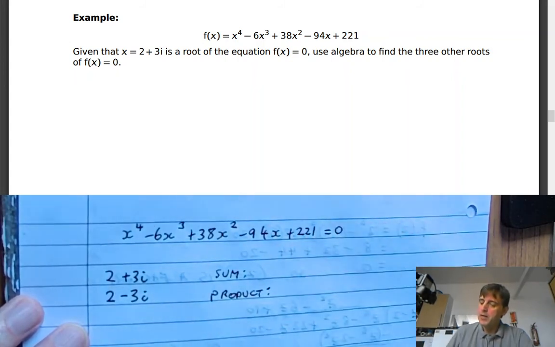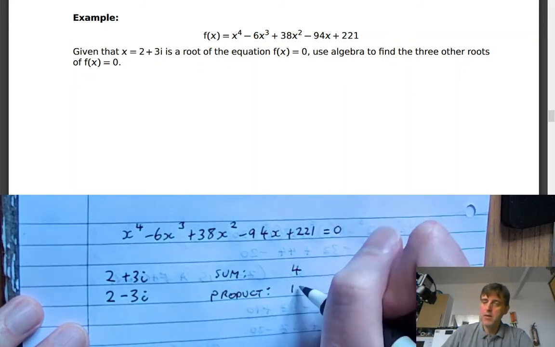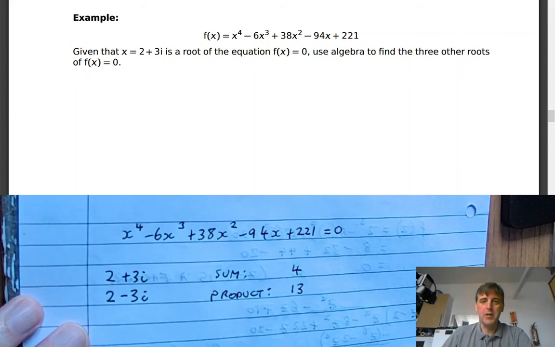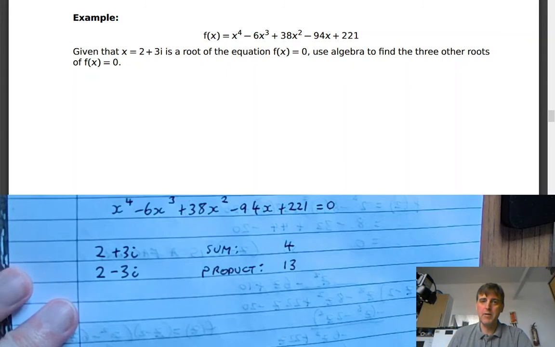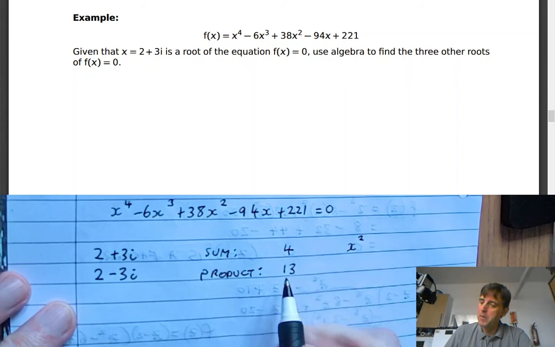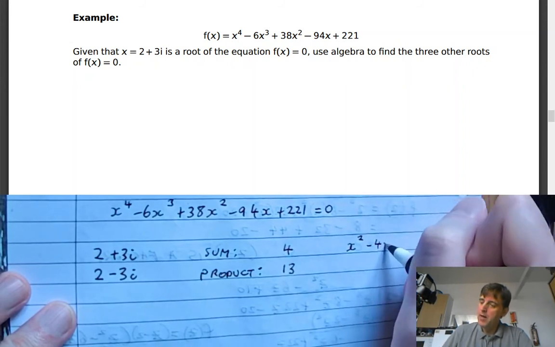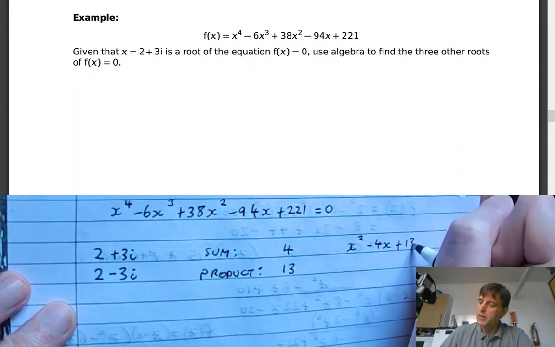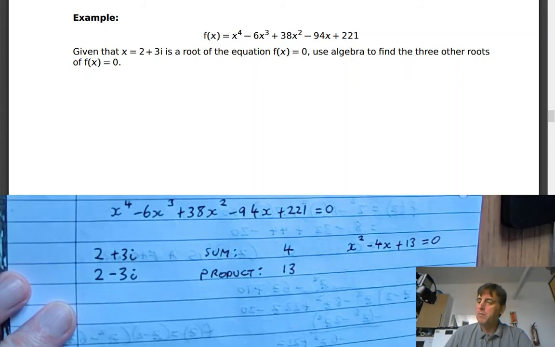So let's do that here. If I add together these two roots that I know, I end up with 4. And if I multiply them together, I end up with 13. If you need to stop the video and work that through yourself to check, please do. However, I'm going to keep going. That tells us that we could construct a quadratic equation where, remember, it's the negative of the sum and the positive of the product that we put in as our coefficients. So that equation would have the roots given by these two numbers.